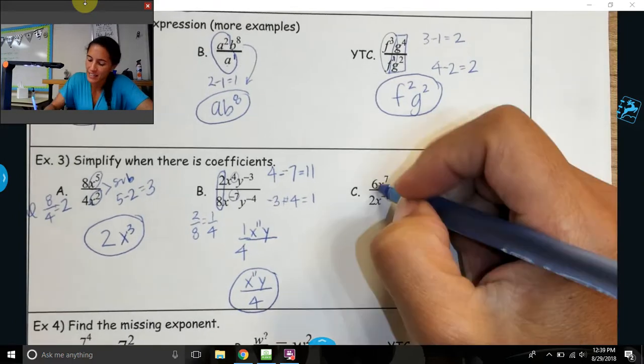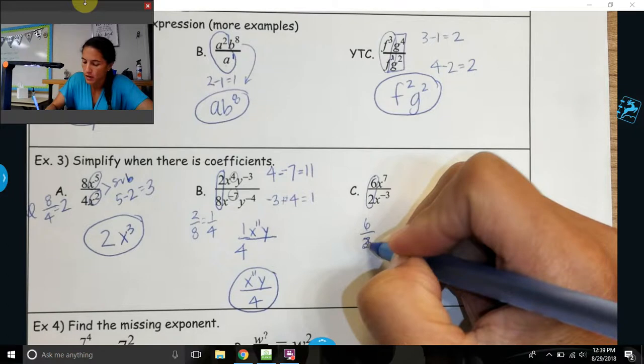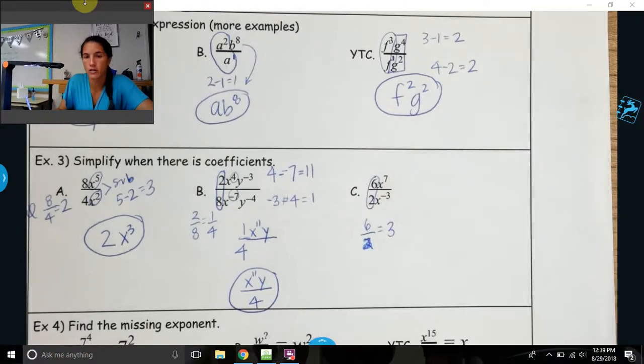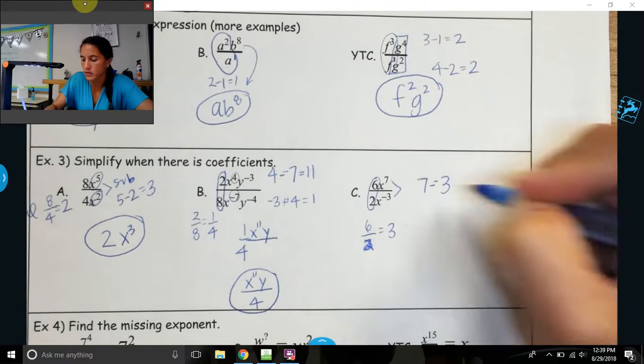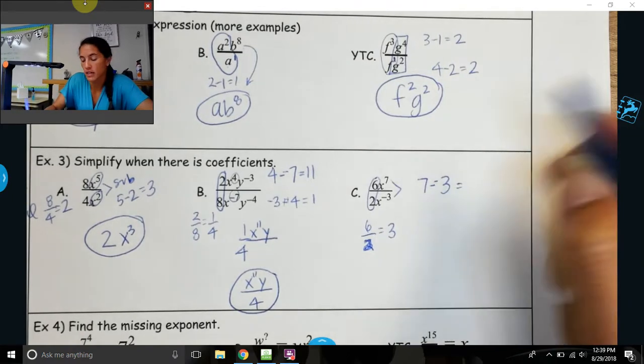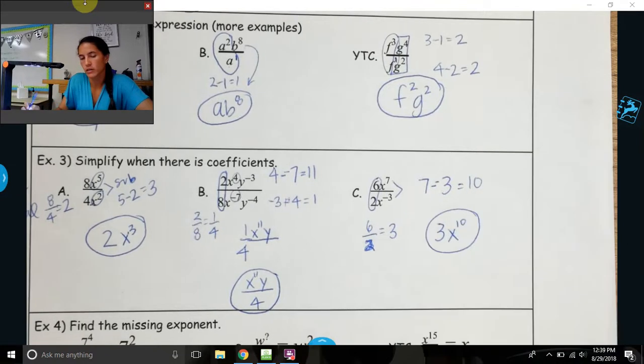All right, C, we're going to take our coefficients and simplify them, and we get 3 wholes, 6 over 2. And then I'm going to subtract my exponents. 7 minus negative 3 is 10. So 3x to the 10th power.